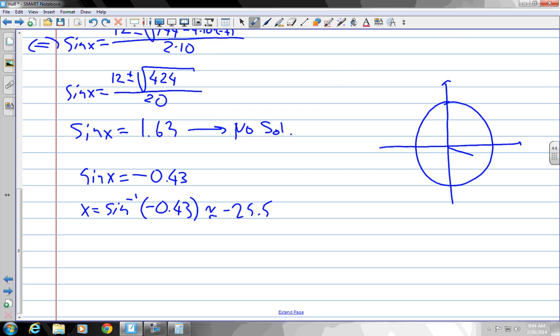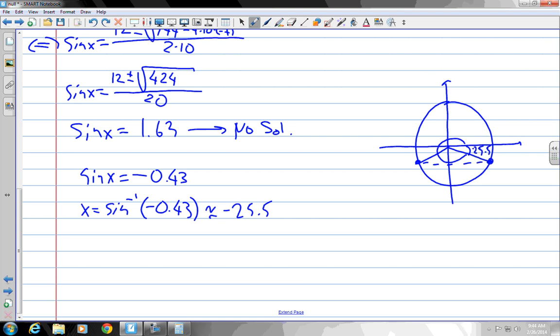So it's somewhere here, right? Negative 25.5. Where's the other solution? In the third quadrant, because it's a sine, so I'm looking for the same y value, right? So sine is the same y value. Now, since this is negative 25.5, I need this angle right here.